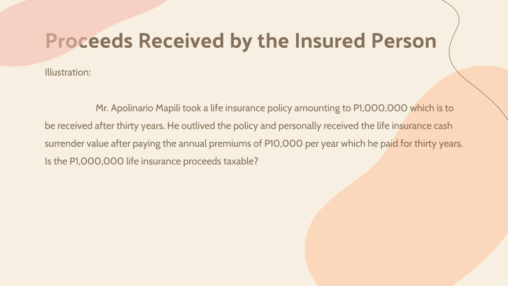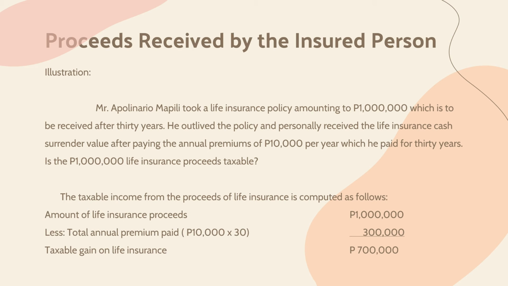Here, the amount received by Mr. Mapili in excess of his life insurance payments is taxable since it reflects a gain because he outlived his life insurance. The exemption for life insurance proceeds is only valid when the beneficiary is other than the insured person.